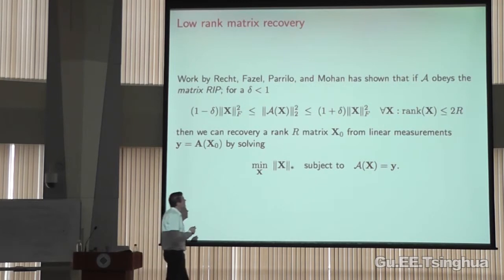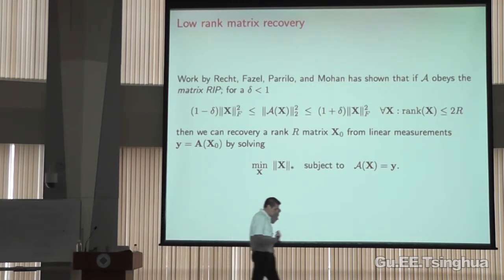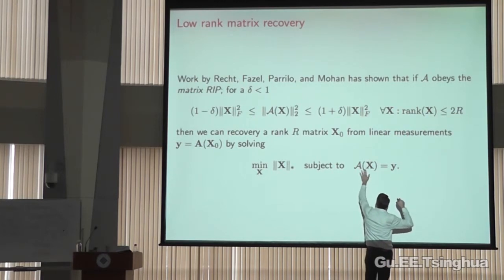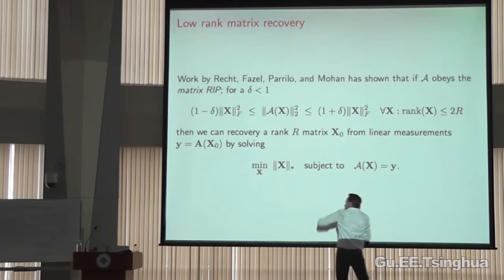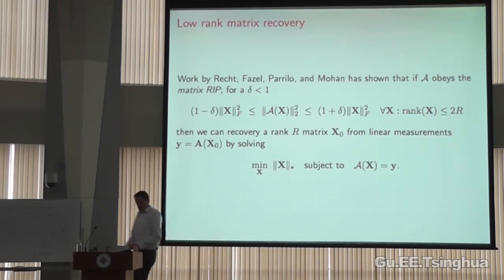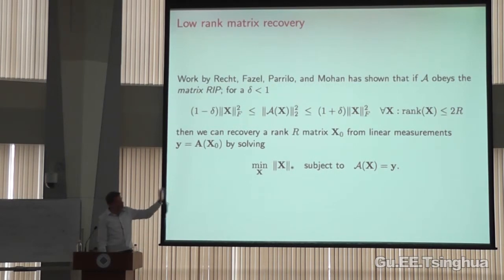Then the question is, how do we recover it? Again, you set up a feasibility condition. You look over all matrices X that obey your measurements, your linear constraints, and you find the one with smallest nuclear norm. And then, how do you prove this? Well, when we did this yesterday for L1, we had this idea of the descent cone and null space. All those things are almost exactly the same when you do this proof.